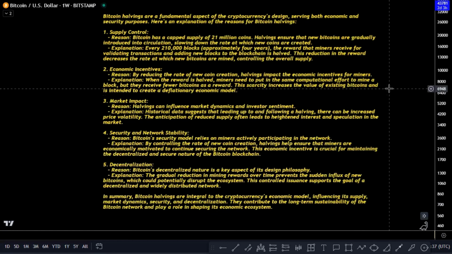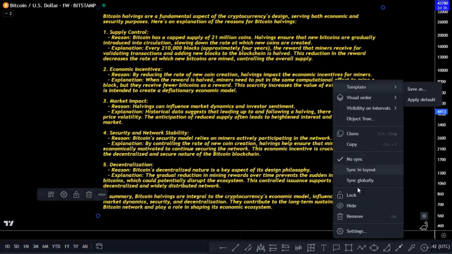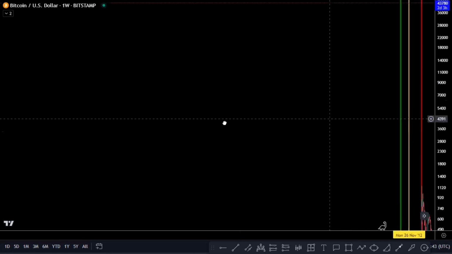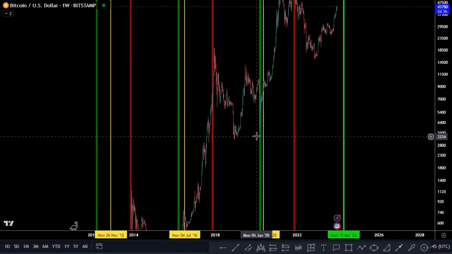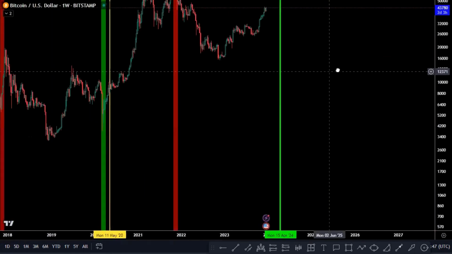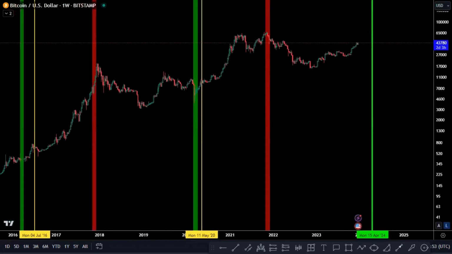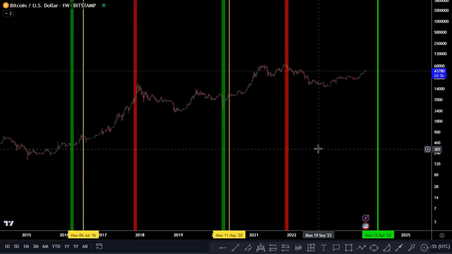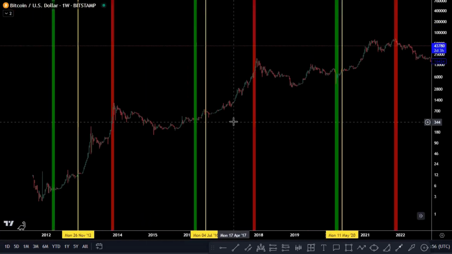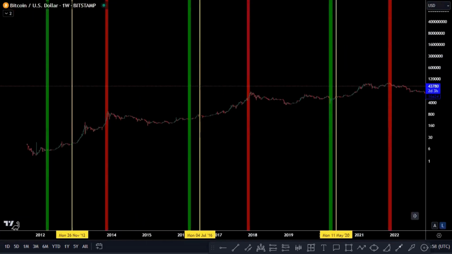So we have the next halving coming up. Let's take this off real quick and look at the chart really fast. We have an indicator pulled up here for the cycles. These yellow lines right here are when the previous halvings were.